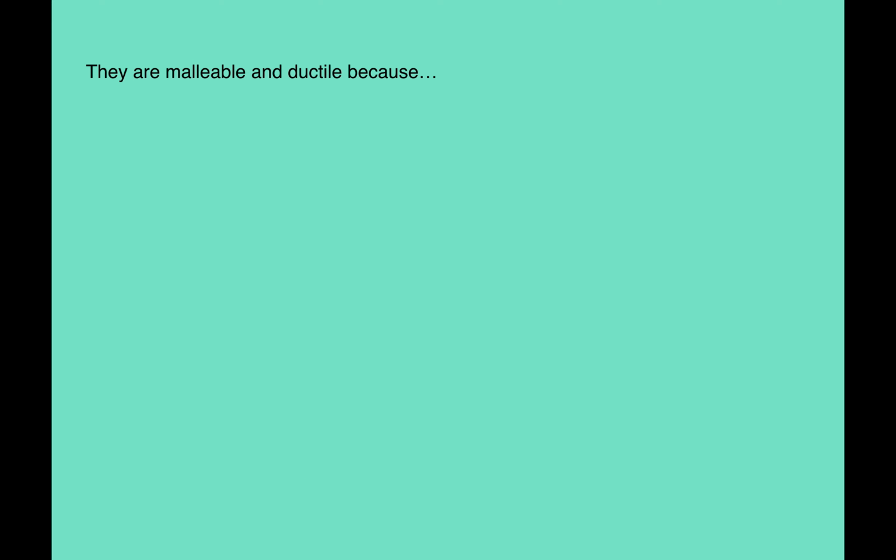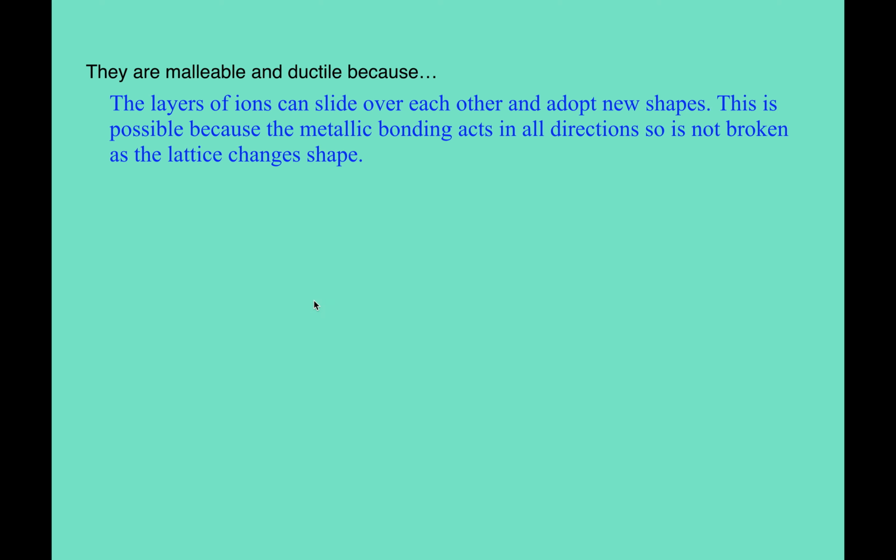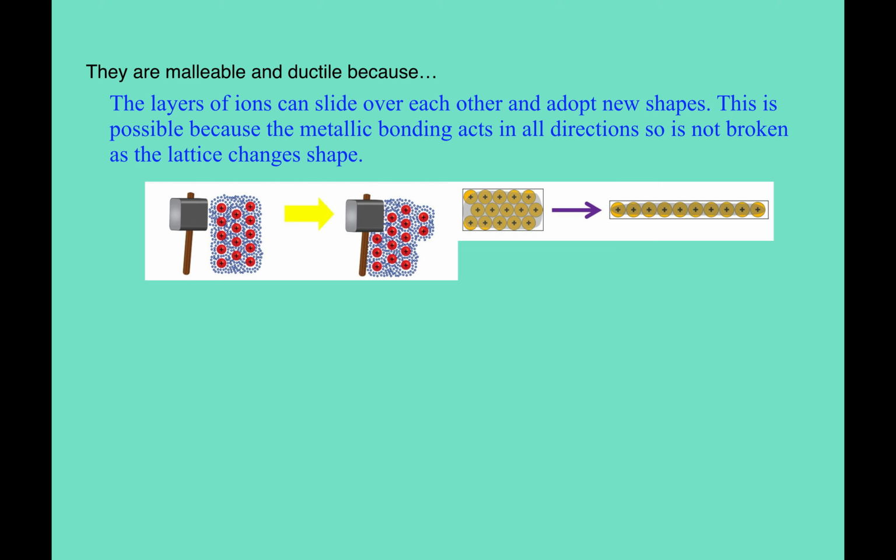Why are they malleable and ductile? Well, the layers of ions can slide over each other and adopt new shapes. So these are the ions, and that's the sea of electrons. When you hit them with a hammer, the top ions will move and they'll adopt a new position. So the lattice changes shape. But once it gets the new position, it holds together because the force of attraction between the positively charged ions and the sea of electrons is still there.